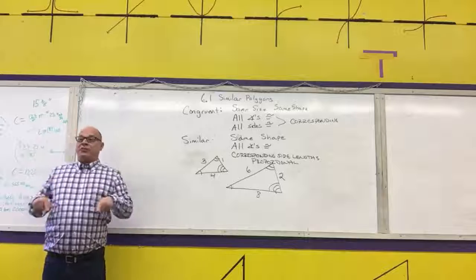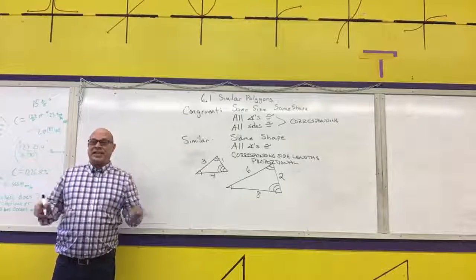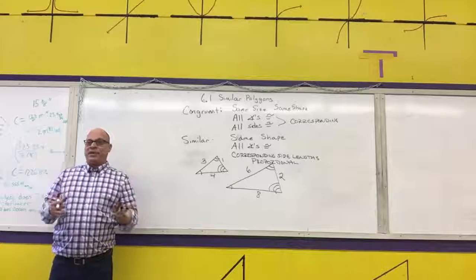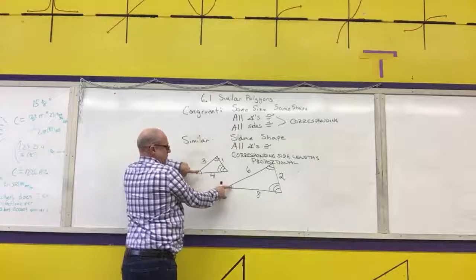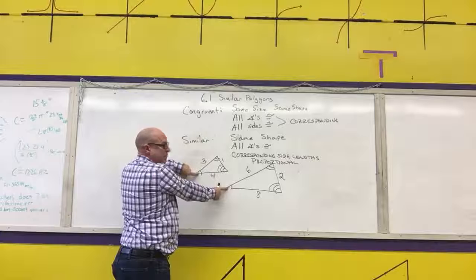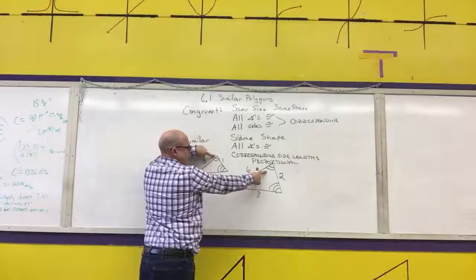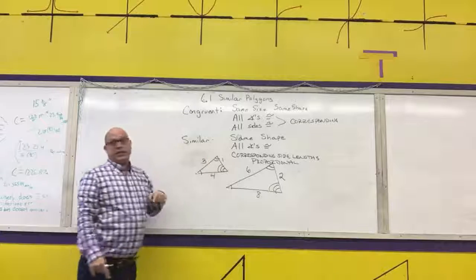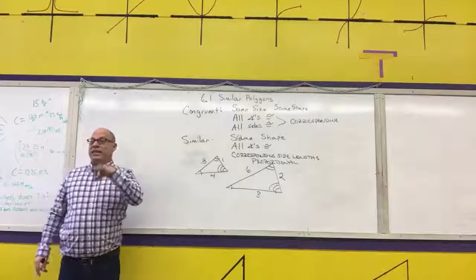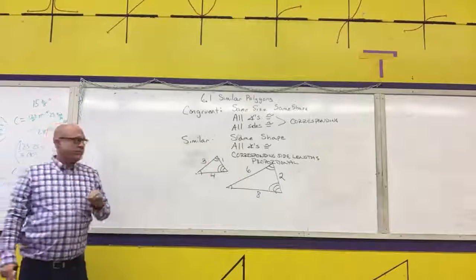So corresponding angles congruent. Corresponding side lengths are proportional. So I'm going to show you what I mean by that proportional side lengths thing. The bottom left angle is marked with the bottom left angle. The top angle is marked with the top. And the bottom right angle is marked with the bottom right. Does everybody see that? So the three angle pairs are congruent to each other.